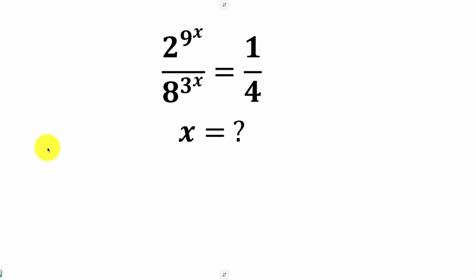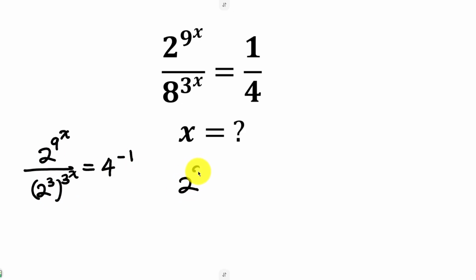So we have 2 to the 9 raised to the x all over... Now 8 is the same as 2 to the 3, and it is raised to the 3 and then raised to the x. Very good. This is equal to, now 1 all over 4 is the same as 4 to the power of negative 1. Good. Now simplifying further, we have 2 to the 9 to the x all over.